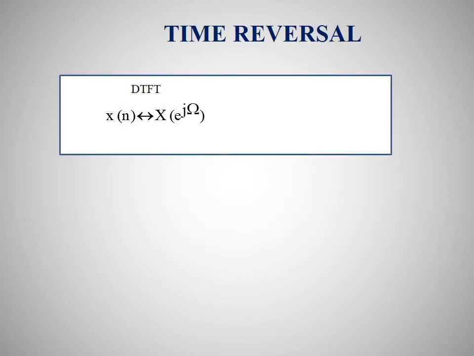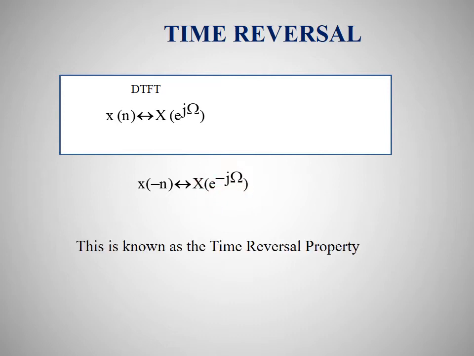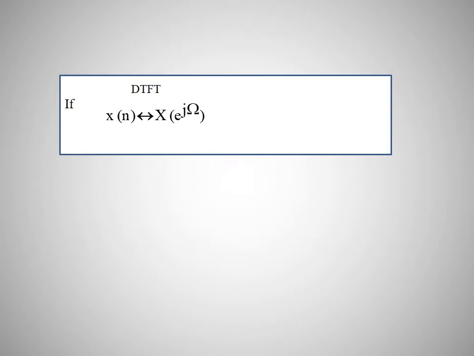The next property is time reversal, which is again used with one particular value of x of n. If x of n exists, the corresponding X of e^jΩ exists, giving the DTFT, then the property of time reversal states x of minus n is X of e^minus jΩ. This is known as the time reversal property, and it has a large number of applications when the signal is considered either in the clockwise direction or in the anti-clockwise direction.